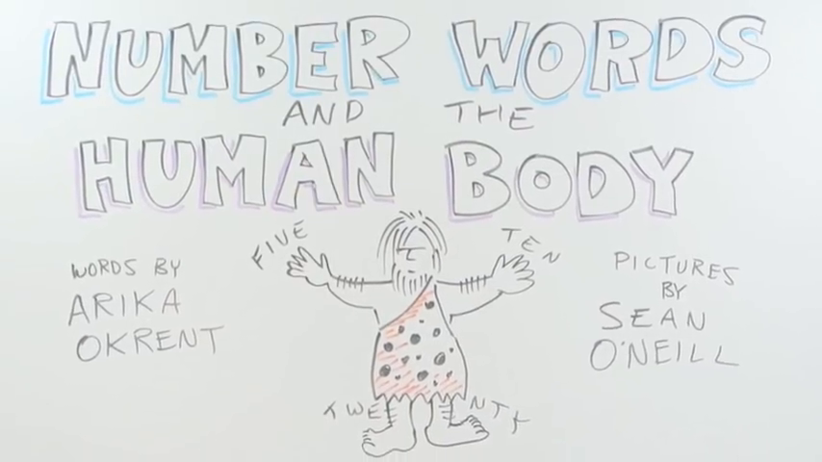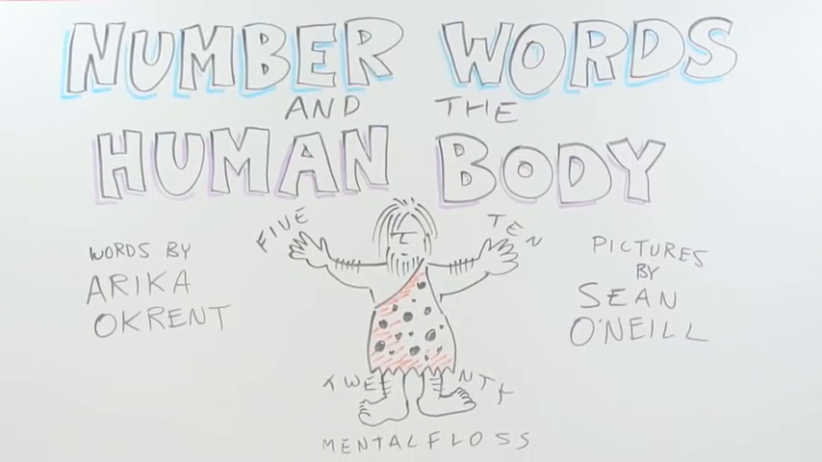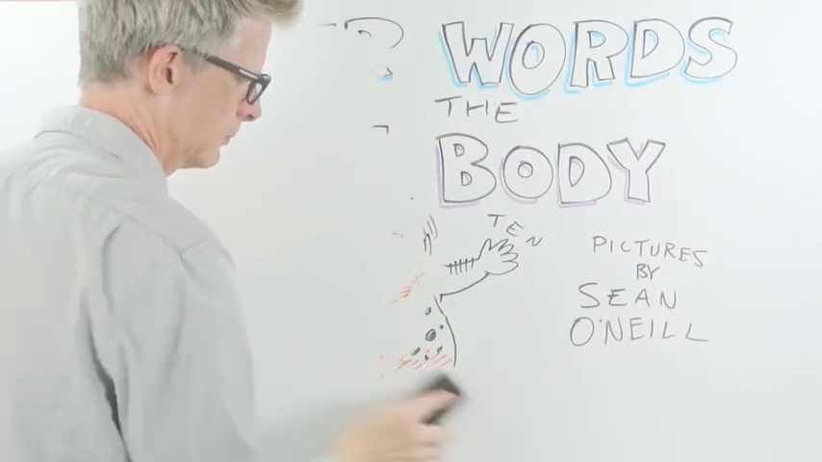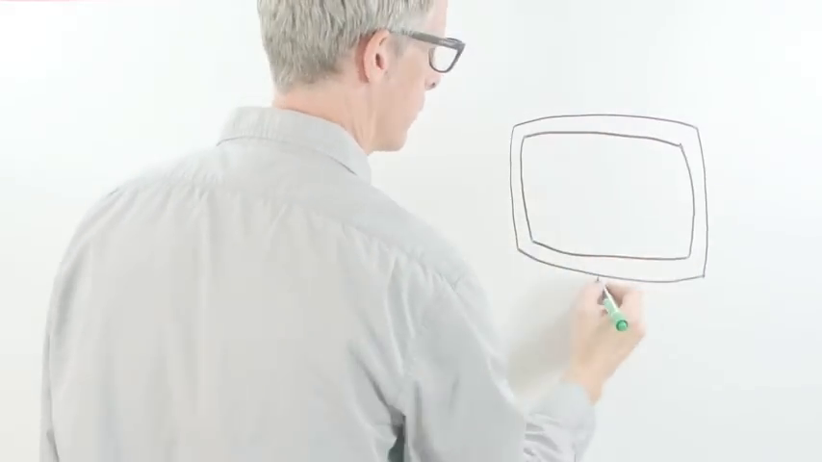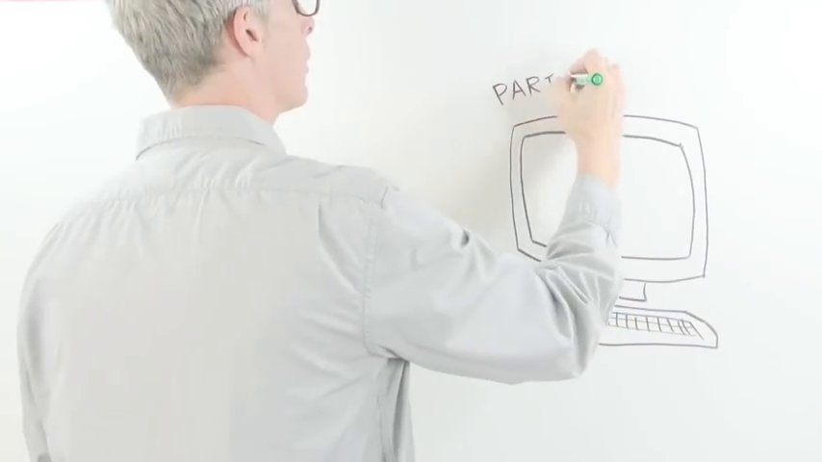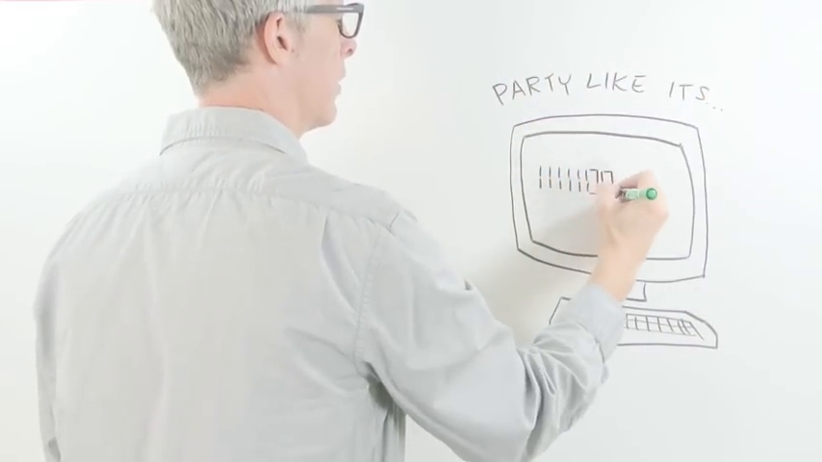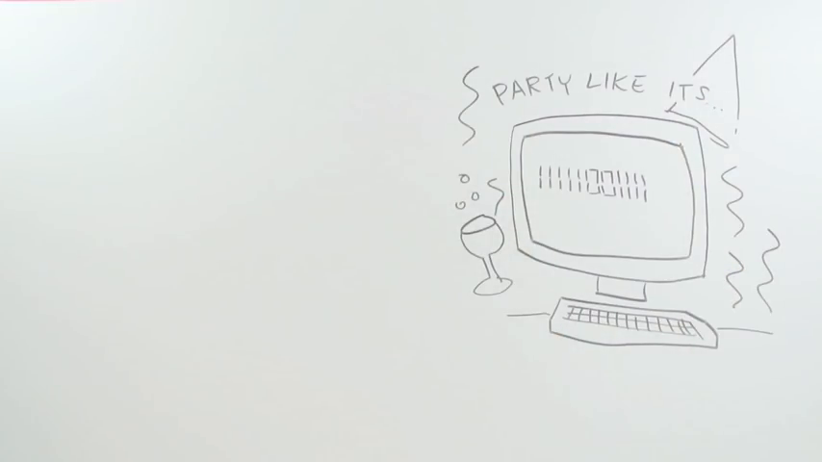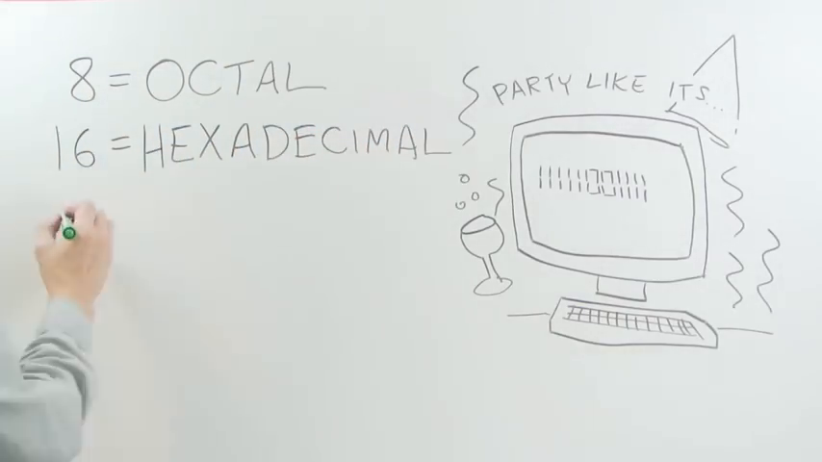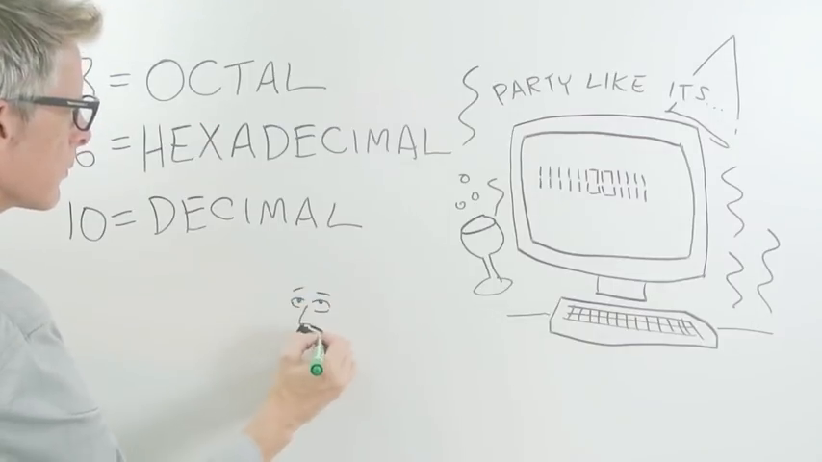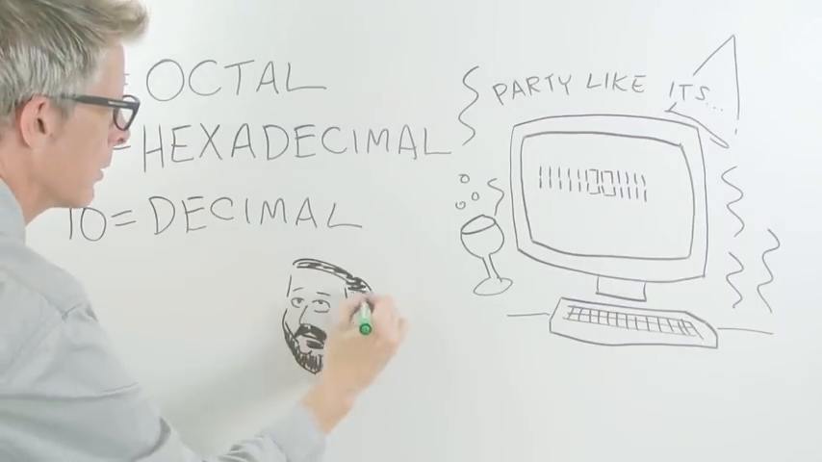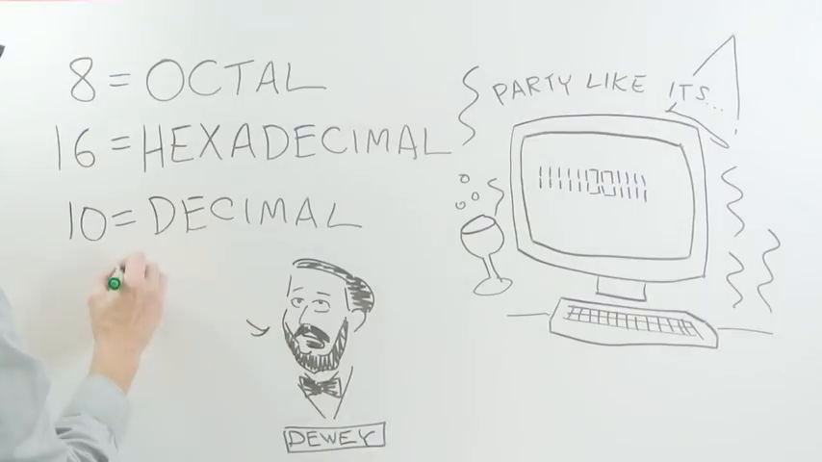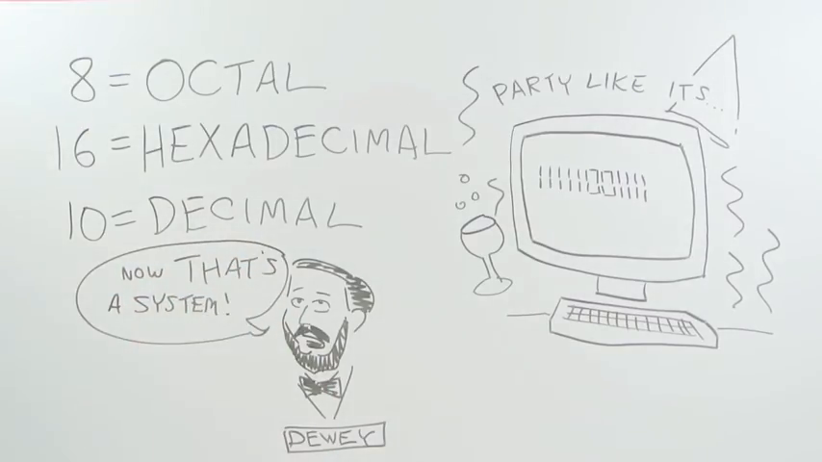Number words and the human body. There are many possible ways to organize a number system for counting. A binary or base 2 number system uses only 2 different symbols to encode all numbers, which is very useful for modern computation. There are also plenty of uses for base 8 or octal systems, and base 16 or hexadecimal systems. Our number words reflect a base 10 or decimal system, but there's no reason we couldn't just as well have ended up with a different kind of system.